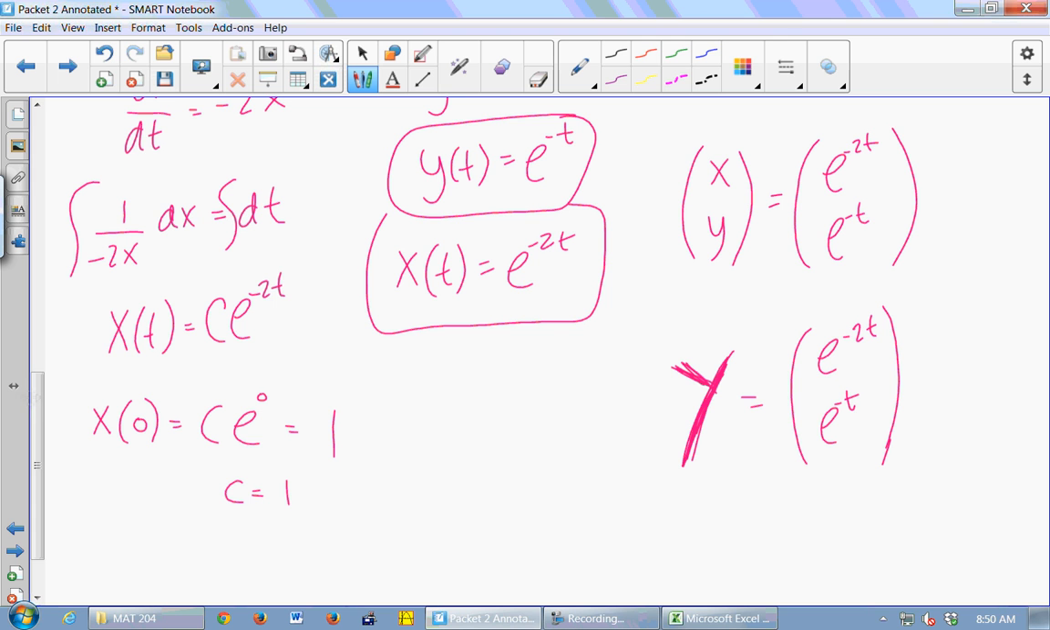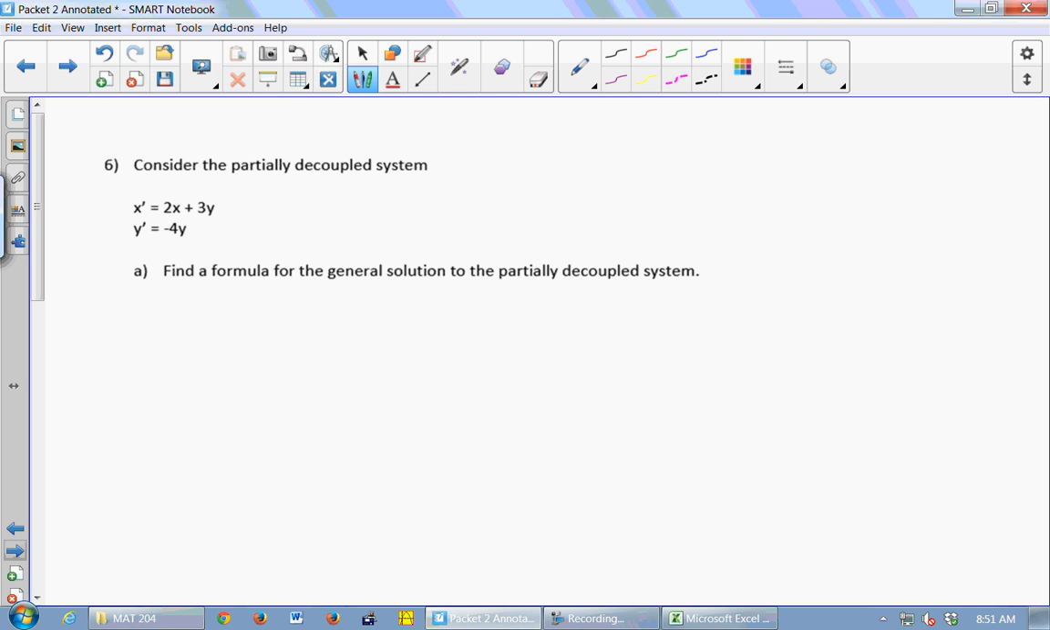All right, so that seems okay, right? We're just doing the same thing we did in chapter 1, but now because we have a system, you have two answers, an x of t and a y of t. Okay, so here's what happens when you have a partially decoupled system. One of these is easy to solve. You can solve it on its own using separation of variables, the y one, right? If y prime is negative 4y, what's my function y of t?